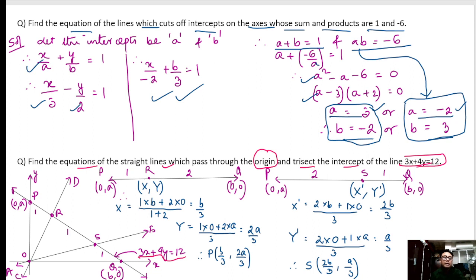and we have to find the equations of this line and this line, which pass through the origin, and they are trisecting the line. So trisecting means a 1:1:1 ratio. So let the x-intercept be b, so this is b comma 0, and let the y-intercept be a. So the point is this.